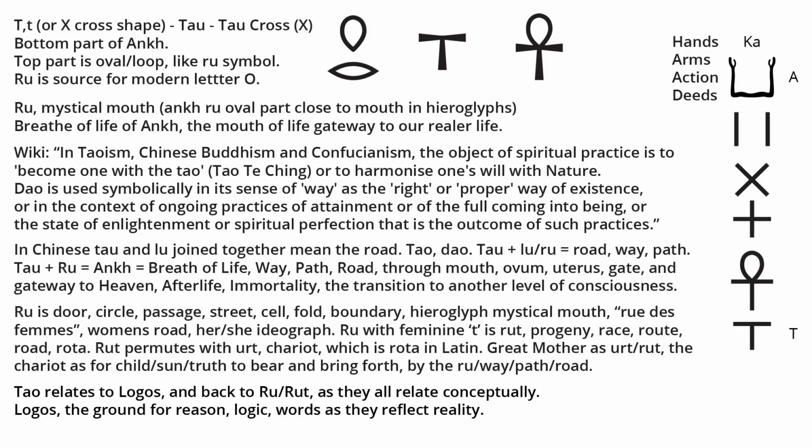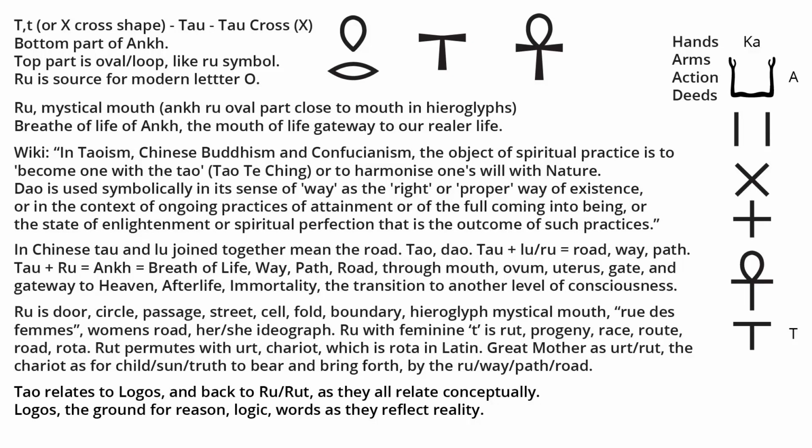Ru with a feminine T is Rut, which relates to progeny, race, and root, road, and rota. So again, Tauro and the rota, the Irish rota and the wheel and the chariot, and the first infographic I was going at. This originally was more close to that first infographic, but I shuffled things around.